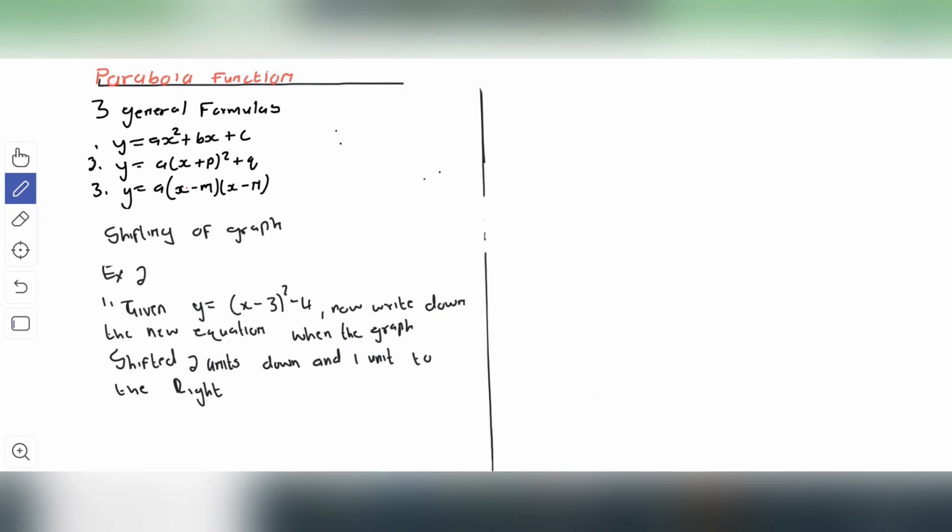So we have y = (x - 3)² - 4, right? And we know that this, which is negative 3, is represented by p. Then this is represented by q. For p, we know that it represents the horizontal shift. It's either a shift to the right or to the left. So firstly, we are going to find how many units this graph has shifted to the left or right.